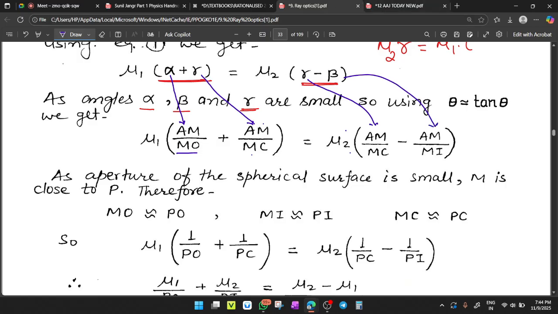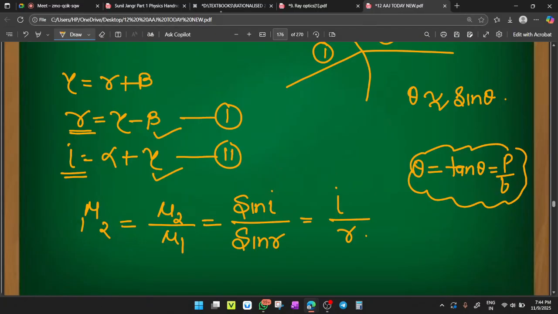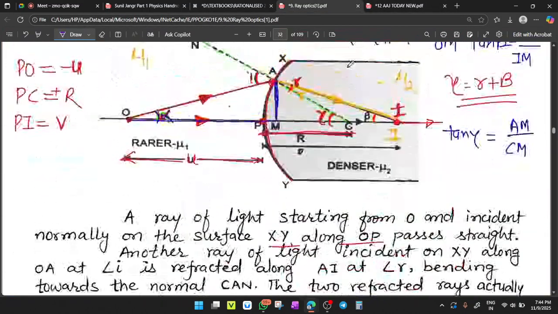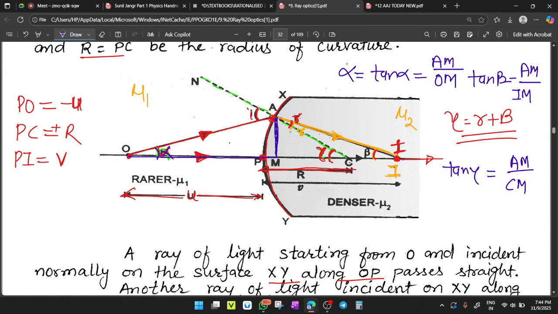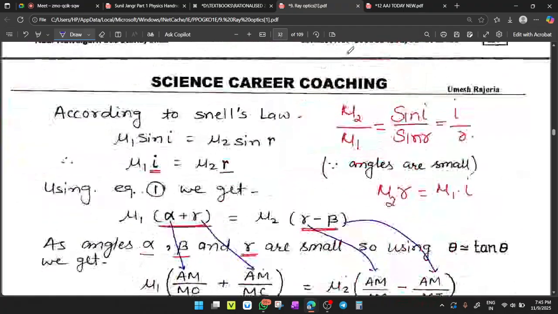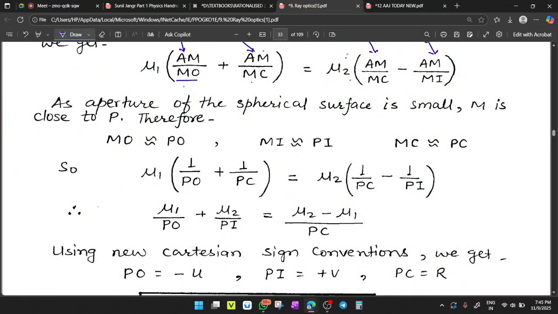Now, M is very close to this point P. That perpendicular is very close to point P. As I said, the aperture is very small, so this point P is very close to point M. So the distance OM is nearly OP. Yes or no? Because point M approaches P, so OM equals OP. Fine. So place there all the distances. In the place of M, you have to take point P. So this becomes PO, this becomes PC, this becomes PC, and this becomes PI.